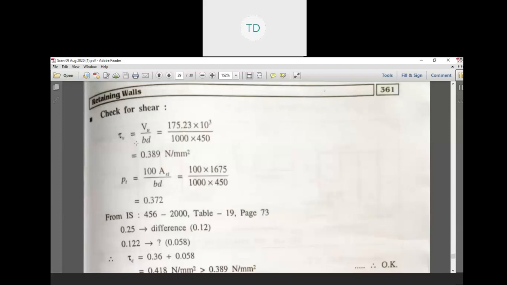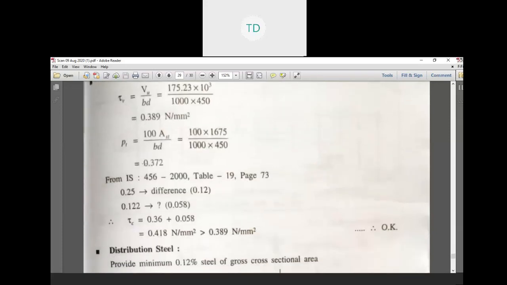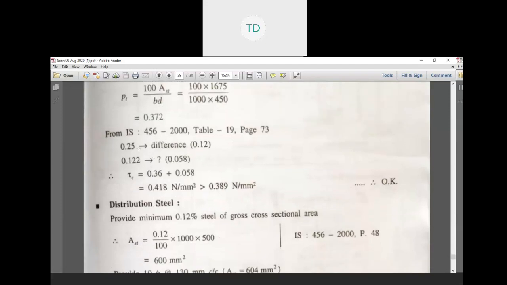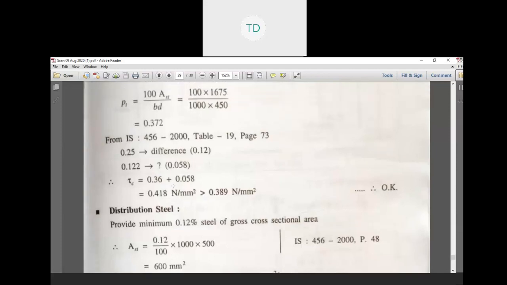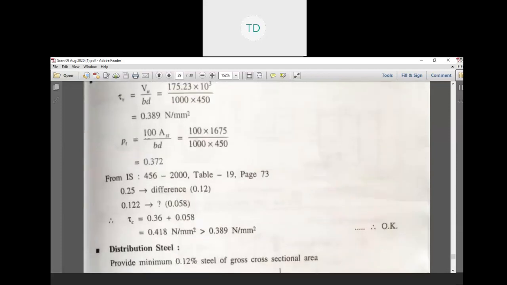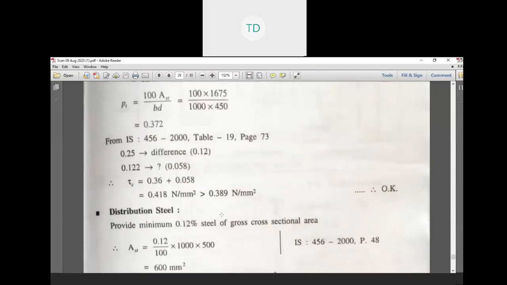Other data we have, and put it all in this equation and we get 0.389 Newton per mm square. Similarly for PT, for the provided AST we get 0.372. Now from IS 456 2000 table 19 page number 73 we get the value of tau c is equal to 0.418 Newton per mm square, which is greater than the value of tau v. That's why it is okay.